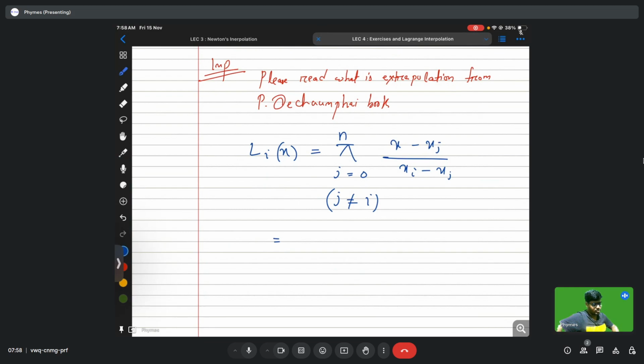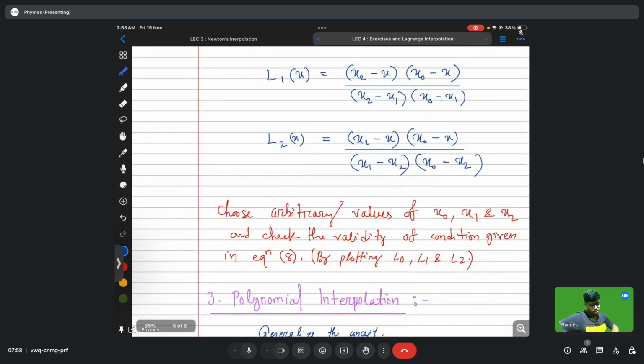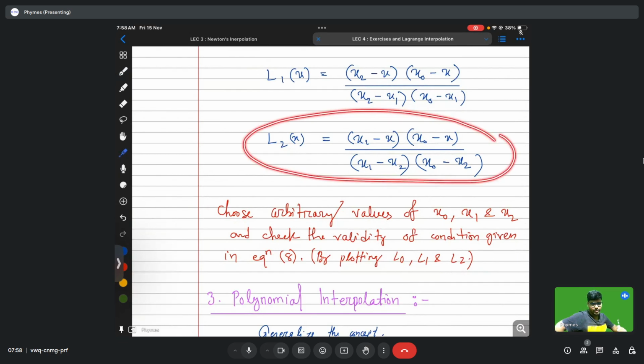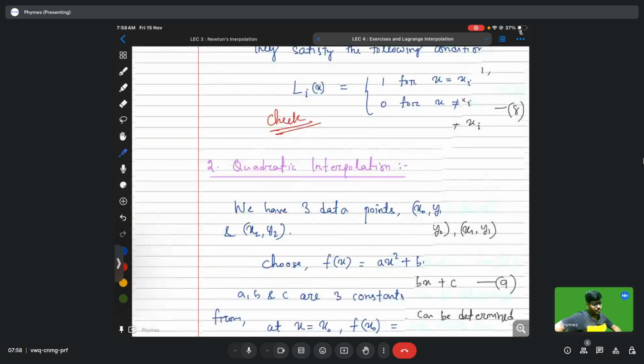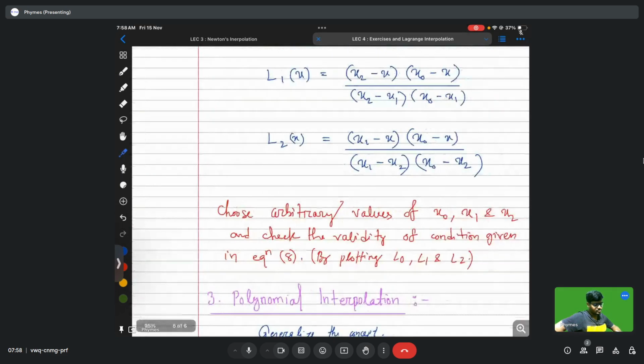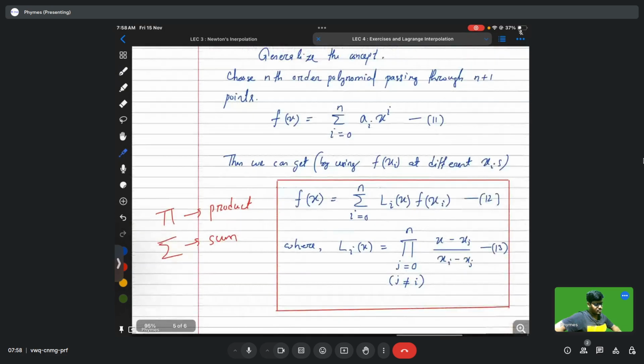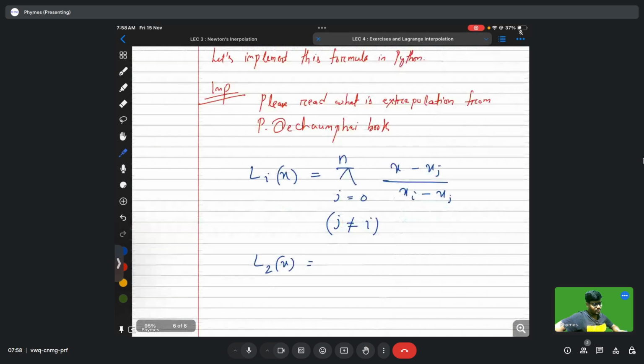So let's find what is L2(x). L2(x) is this quantity here that we have derived in the quadratic polynomial. We have not derived it, I have just told you, but it is very easy to derive, you can derive it yourself. Okay, so let's find what is L2(x).